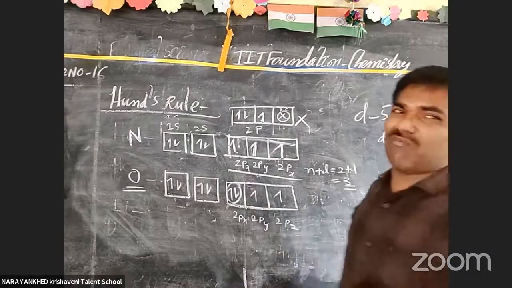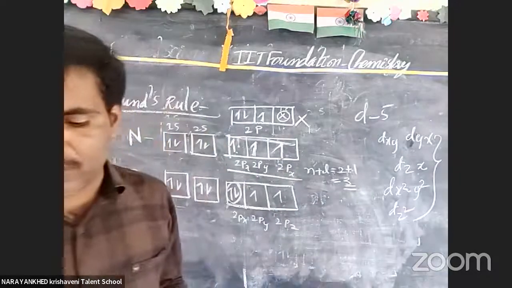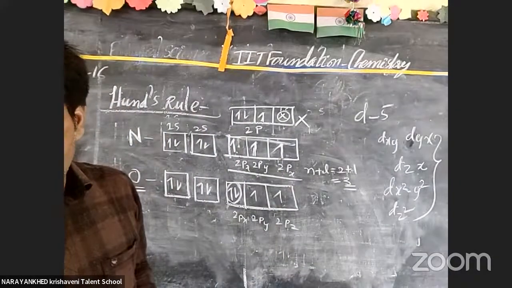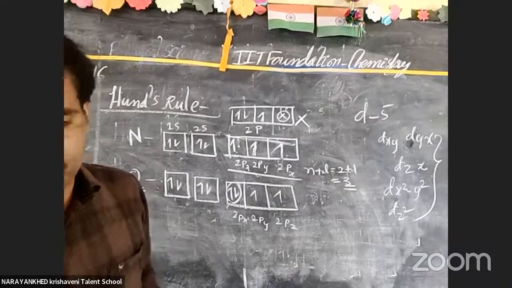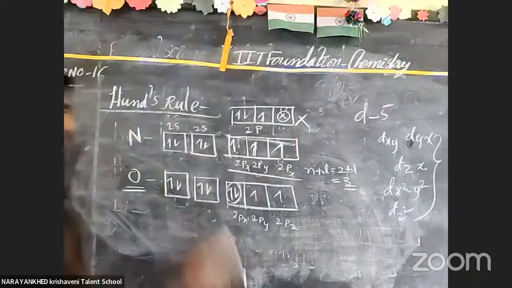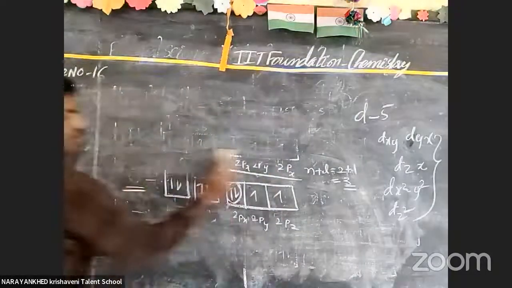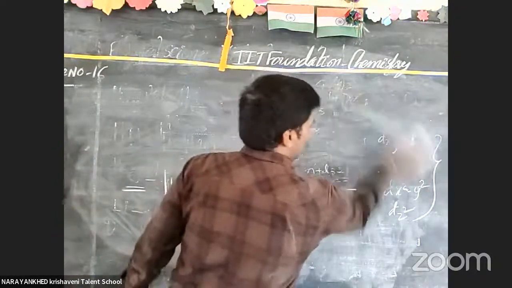In the next lesson we will learn clearly about the orbitals. These are the 3 rules about electron configuration. Now we are going to discuss the practice sheet. Now we'll go with the practice sheet.